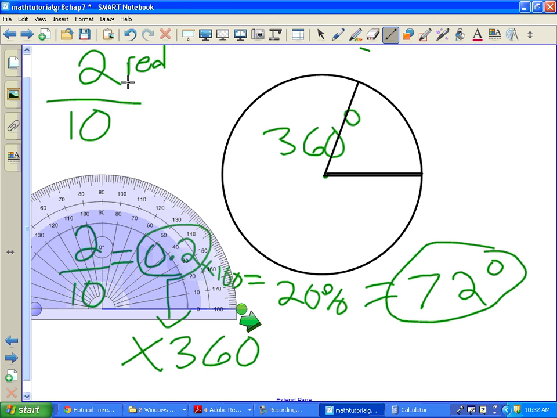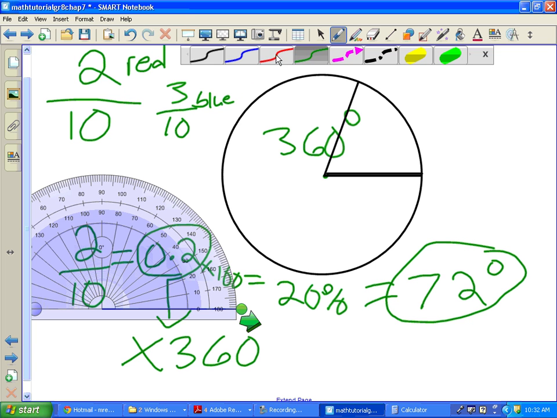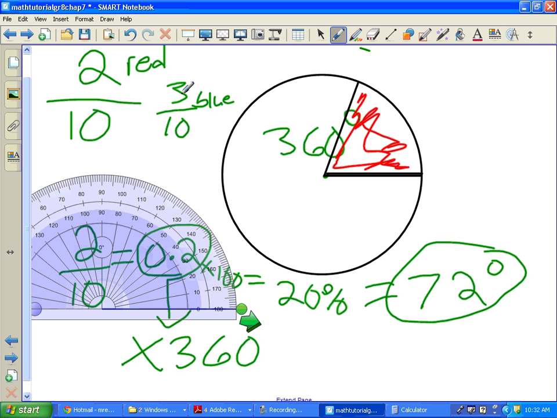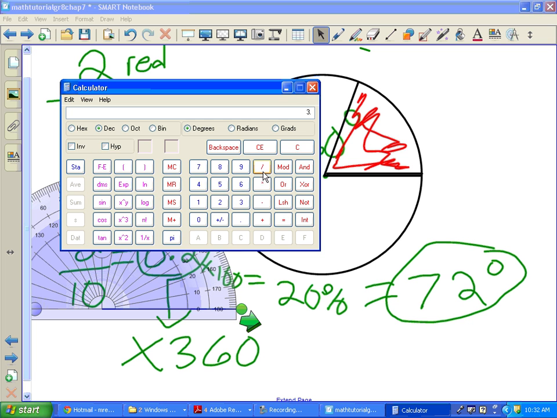Now if I want to figure out, let's say it was 3 out of 10 was blue. So I should shade in my red right here, just so you remember. So 3 out of 10, let's change that to a decimal. So 3 divided by 10, 0.3. Times that by 360 degrees, and the answer is 108 degrees.